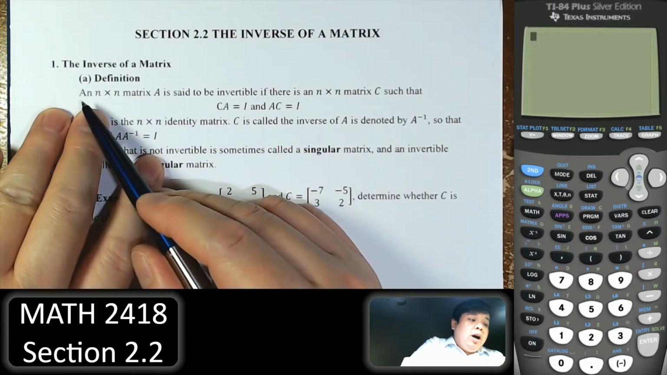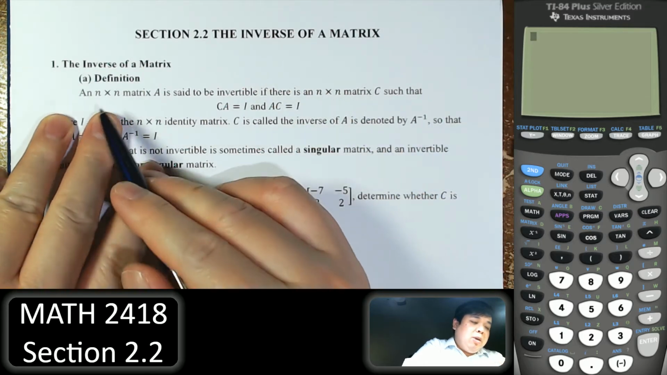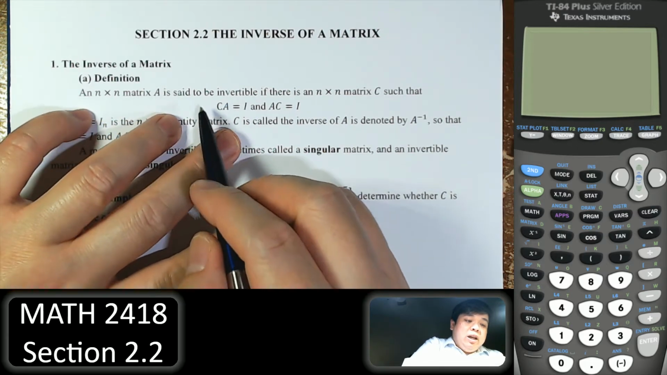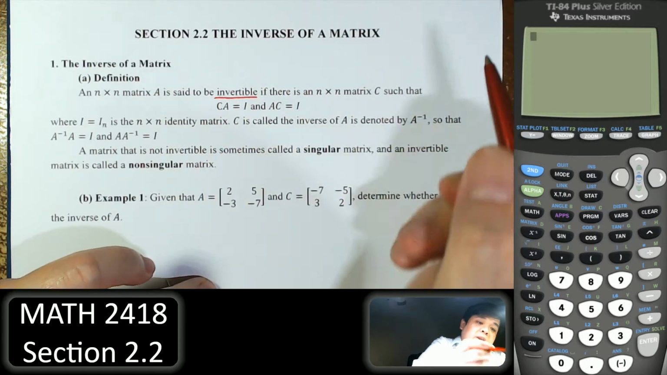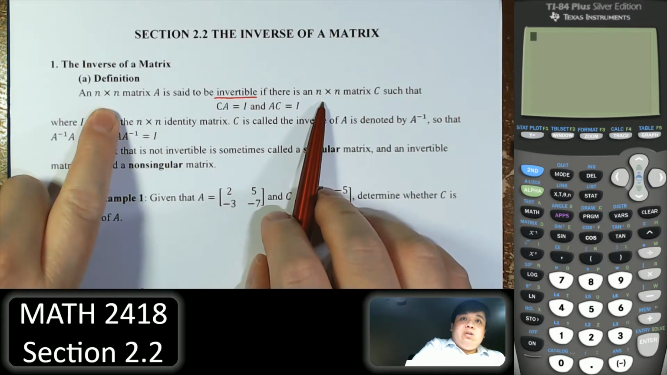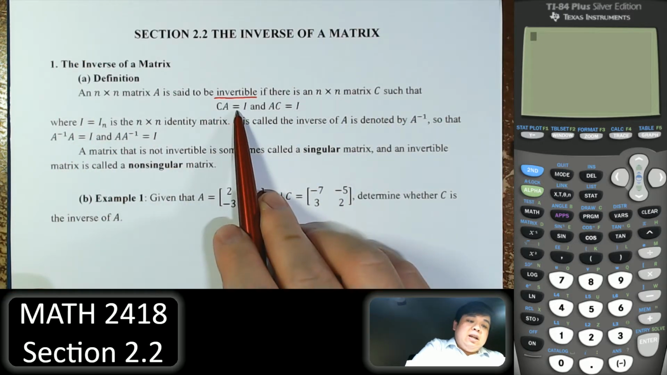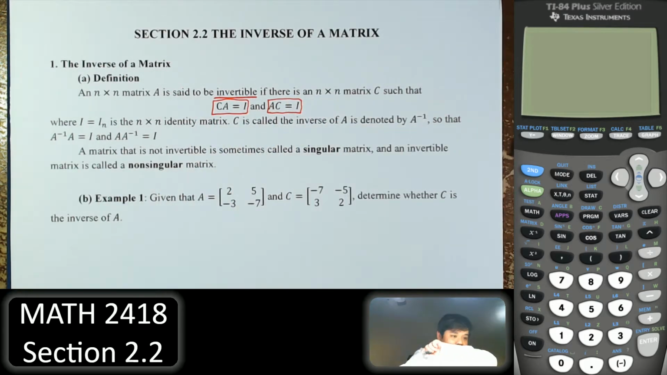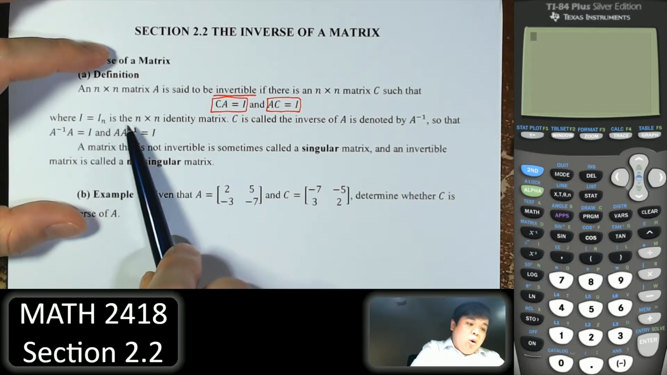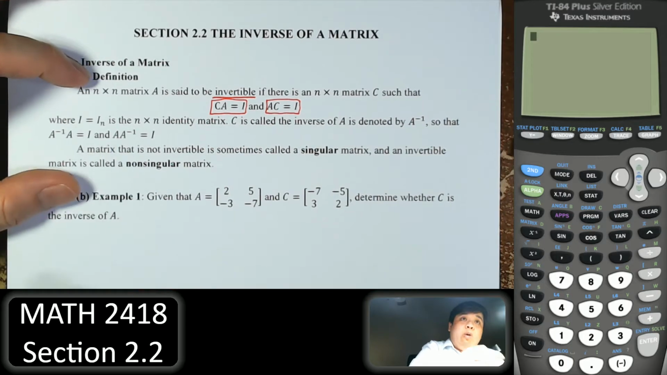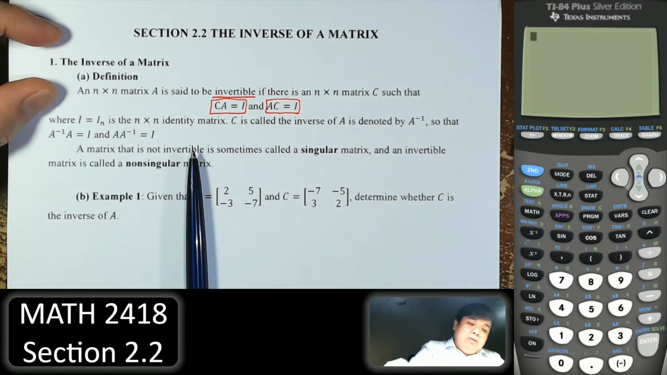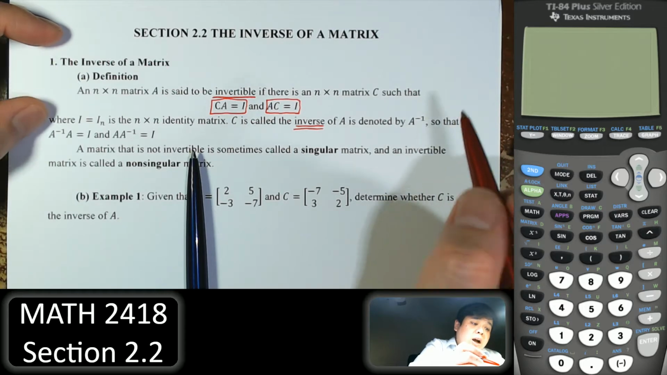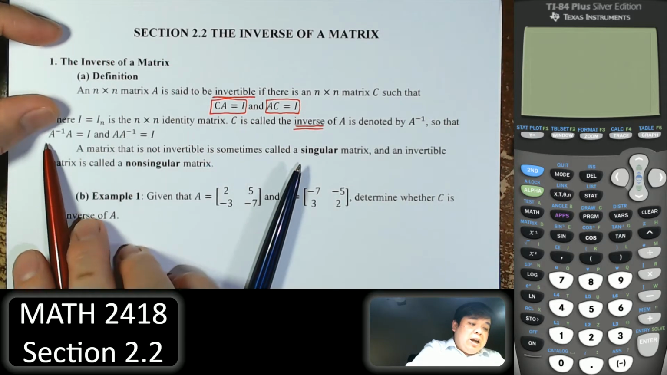The inverse of a matrix. An n by n matrix, meaning a square matrix, with the same number of rows as columns, is said to be invertible if there is an n by n matrix C, the same dimension, such that C times A is equal to the identity matrix, and A times C is the identity matrix. Of course, I is the identity matrix of order n by n, so C, A, and I all have the same dimension. In that case, C is called the inverse of A, and is denoted A to the -1, or we just say A inverse. So we have A times A inverse is equal to I, and A inverse times A is equal to I.